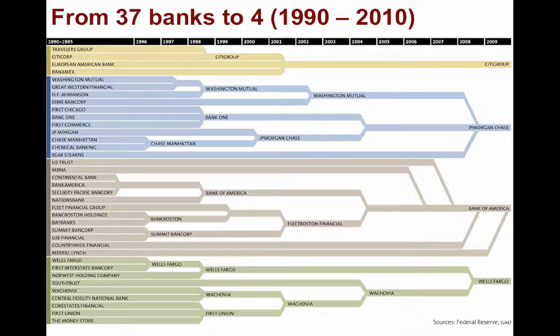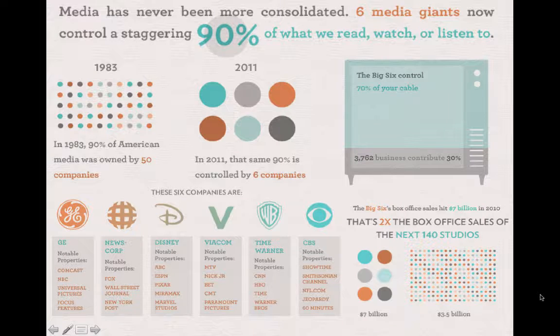This graphic shows how 37 banks in 1990 have been bought out or merged down to 4 banks by 2010, horizontally integrated into Citigroup, JP Morgan Chase, Bank of America, and Wells Fargo. And here you see how 6 media giants control most of cinema, television, radio, and even print. Household names like GE, Time Warner, CBS, and Disney, which owns ABC, ESPN, Pixar, and others.